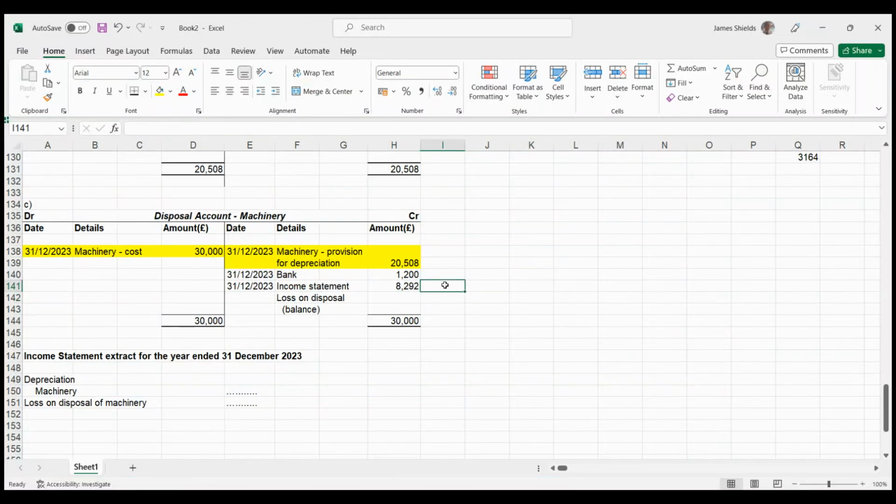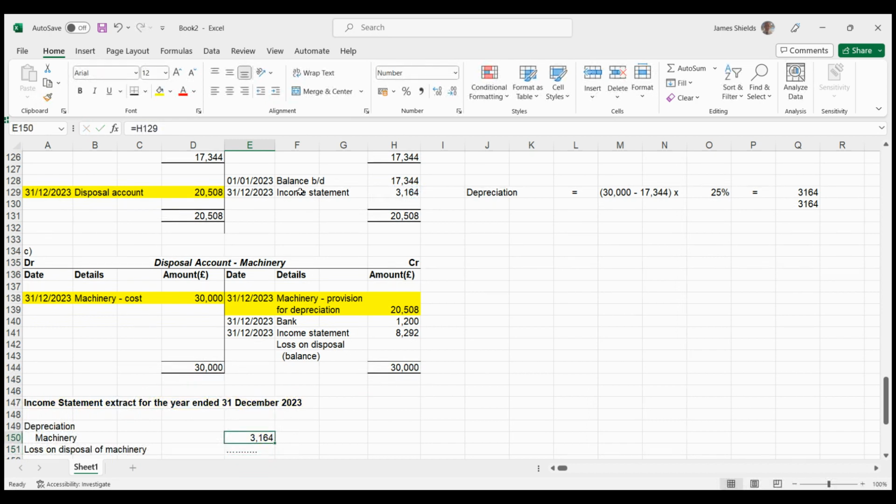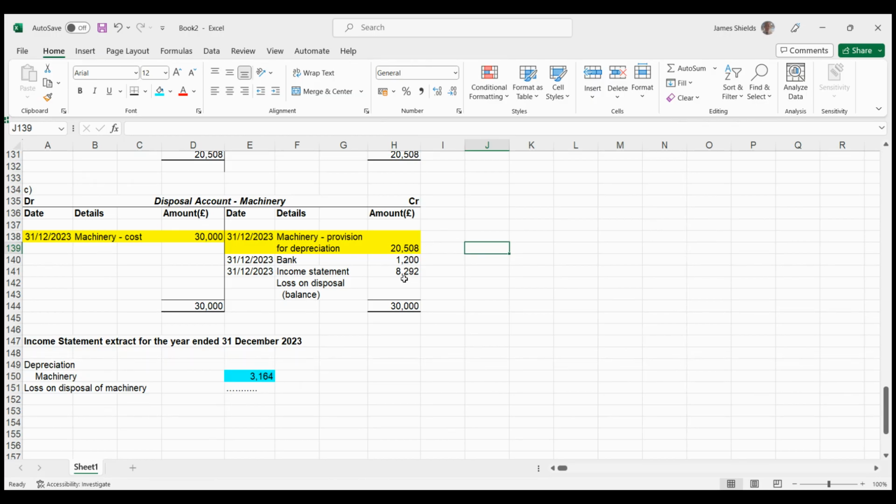Now, it's possible you can get a profit. You'll get a profit if the total on the credit side is greater than the total on the debit side. Then the balancing figure there would be a profit on disposal. So let's now finish the last part. Income statement extract for the year ended the 31st of December 2023, depreciation of machinery. So we go back to the year end of 31st December 2023, and it's £3,164. Again, just to highlight that one so we can follow it. So that's where the 3,164 comes from. And then the loss on disposal of machinery is our figure here of 8,292.